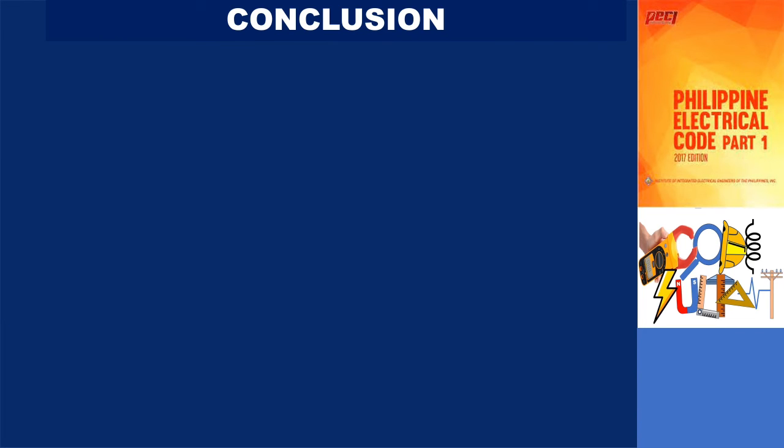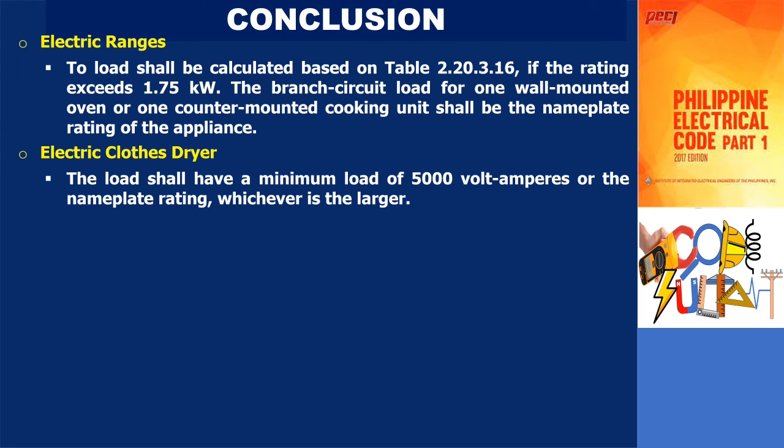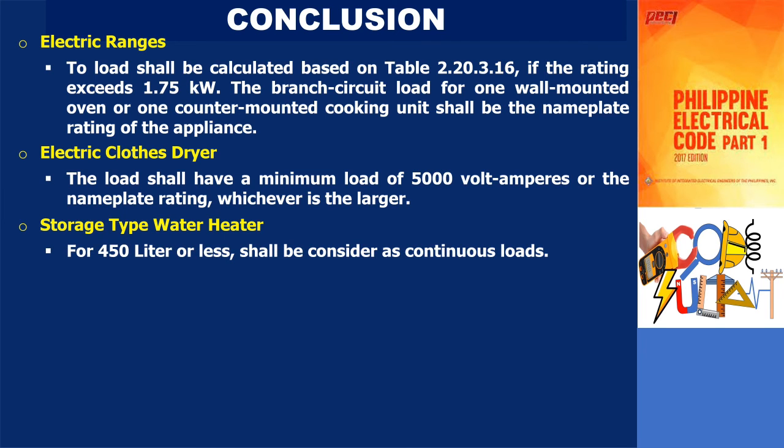In conclusion, electric ranges shall be calculated based on Table 2.20.3.16 if the rating exceeds 1.75 kilowatts. The branch circuit load for 1 wall-mounted oven or 1 counter-mounted cooking unit shall be the nameplate rating of the appliance. For electric clothes dryers shall be a minimum load of 5,000 volt amperes or the nameplate rating, whichever is the larger. For storage water heater with capacity of 450 liters or less is considered as continuous loads.